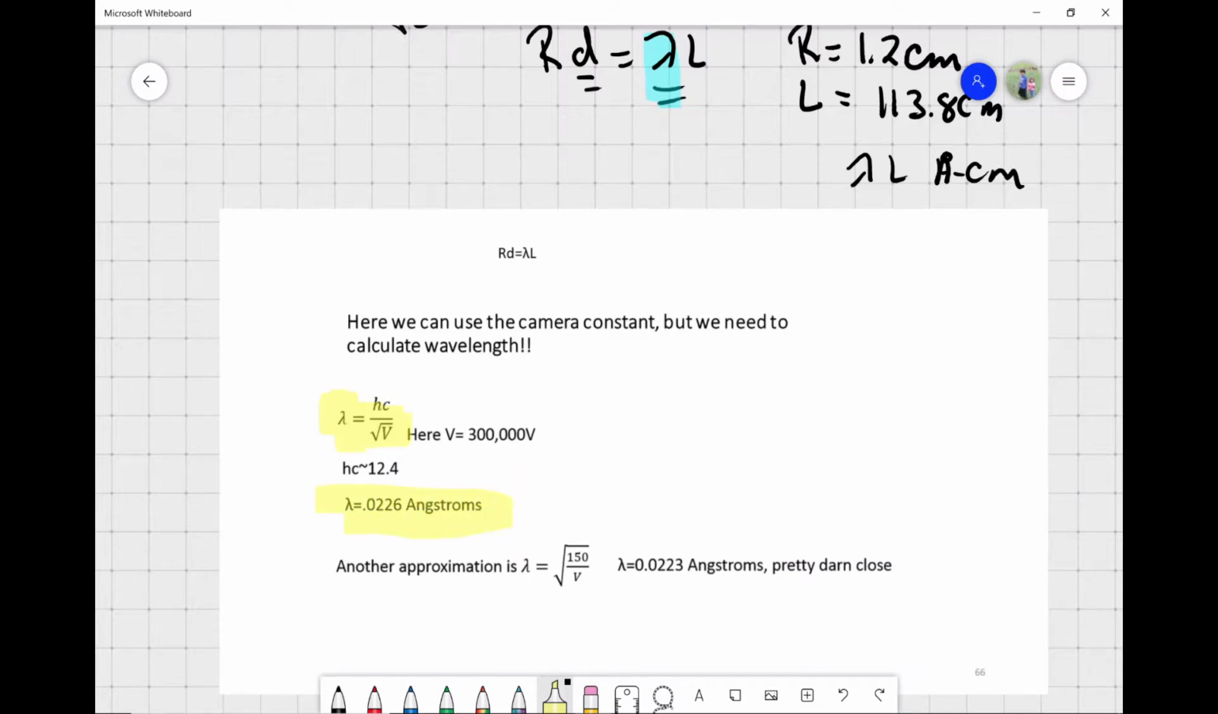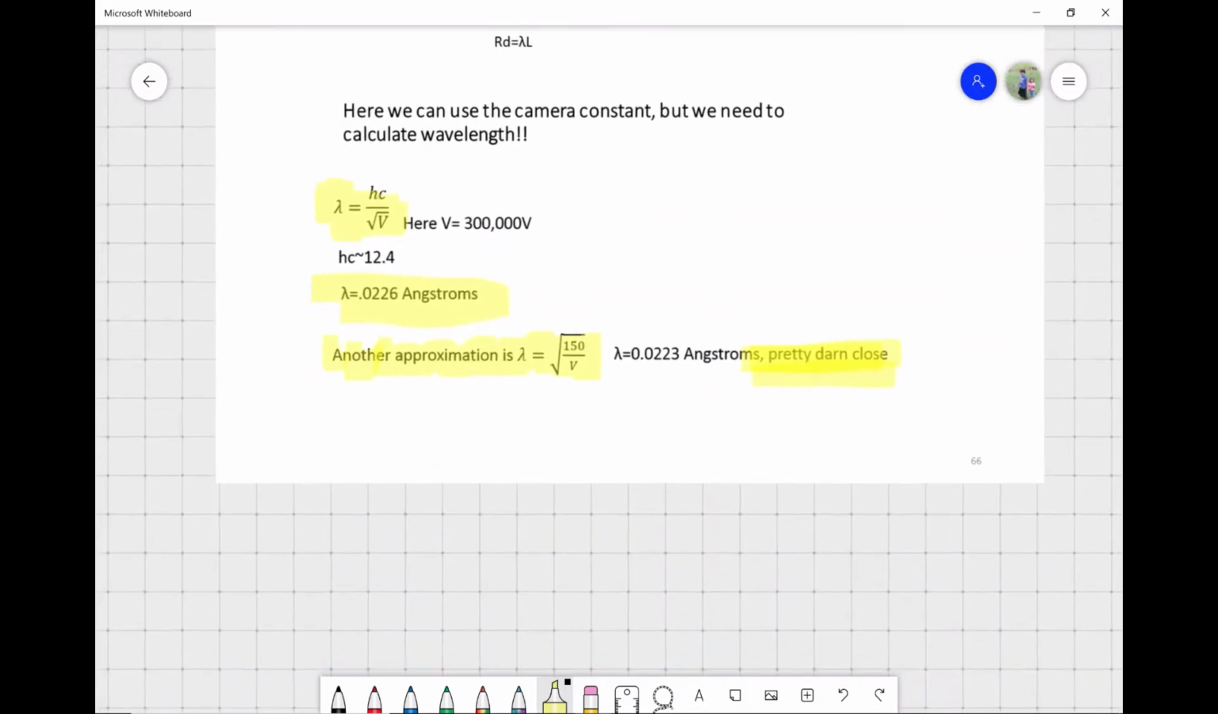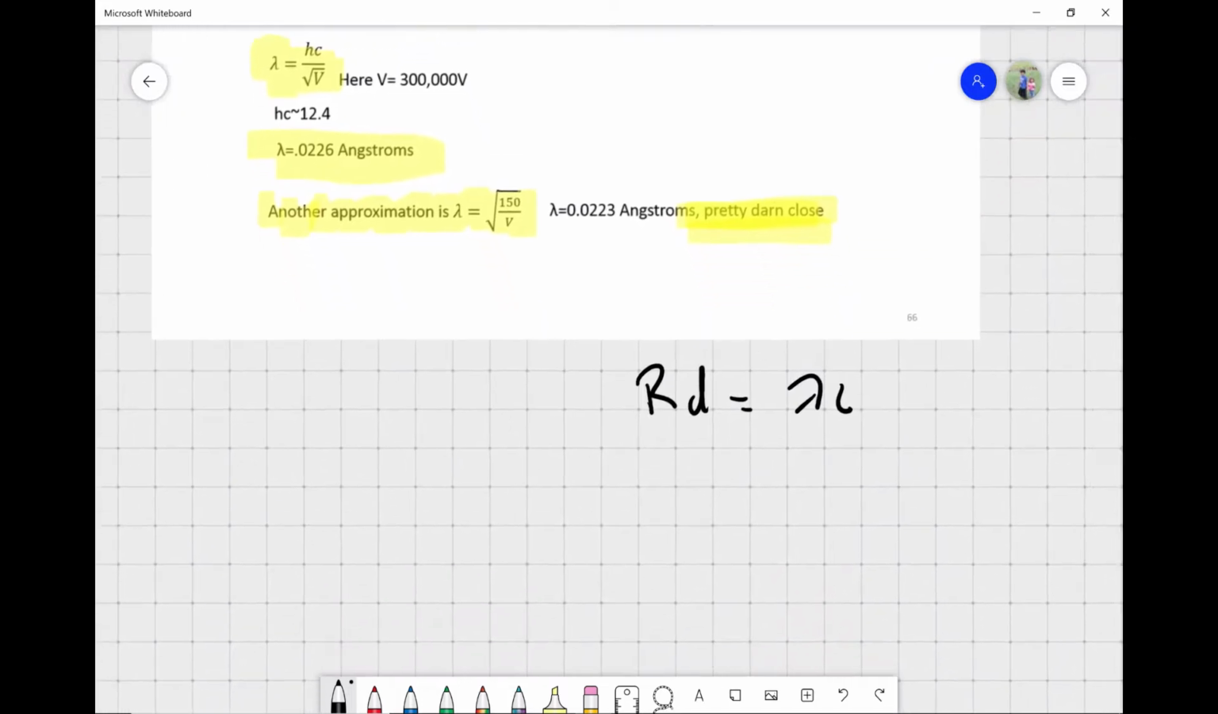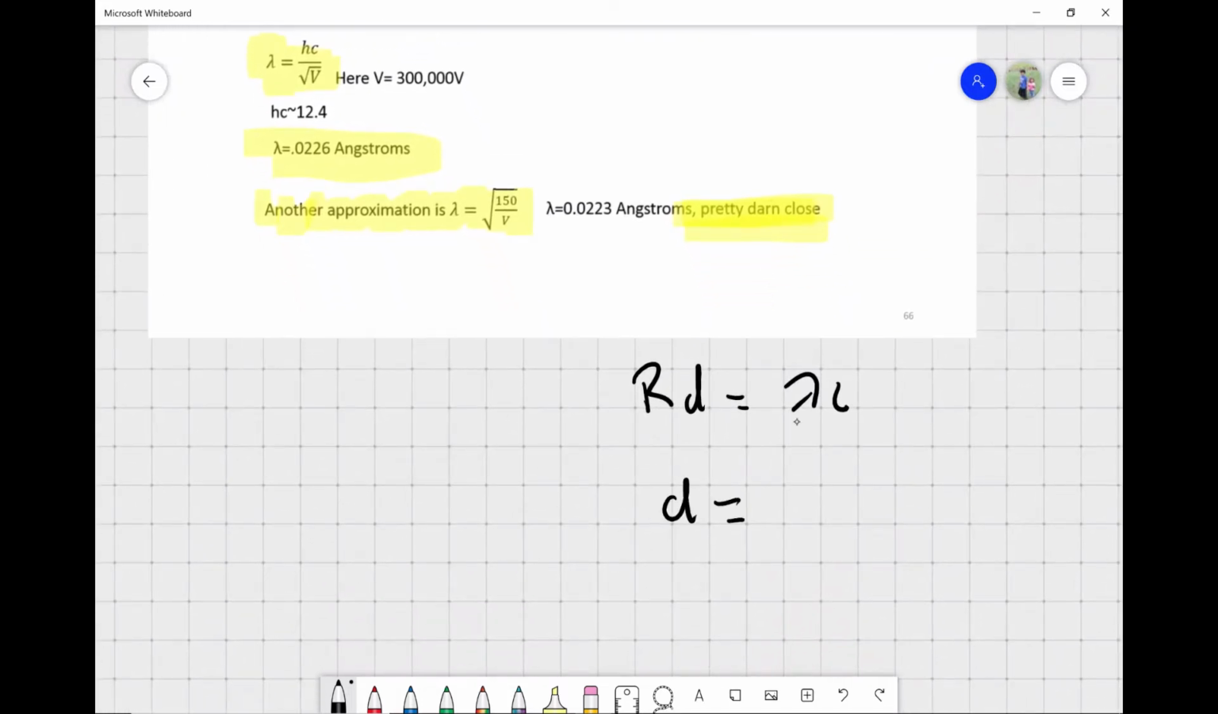And I get 0.0226 angstroms. Another approximation is lambda equals the square root of 150 over v, and I don't really know the origin of these approximations, or this particular one. This one's a little more straightforward, and I got 0.0223 angstroms, and that's actually pretty darn close. We can compare it to the table here in a little bit to see if our approximations work pretty well. But we can continue working through here. RD equals lambda L, and so D equals lambda L over R.